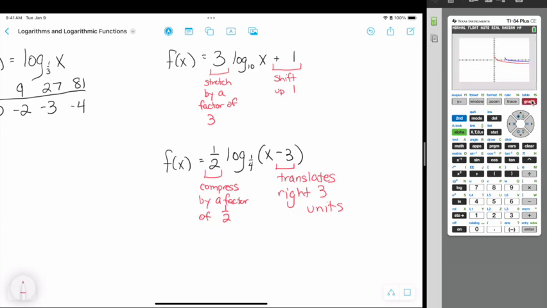And so it's very easy to see from the graph 3 units to the right, the whole thing's been shifted over, and it's also pretty easy to see compressed. The blue line is shorter than the red line. So confirmed, translated right 3, and compressed by a factor of 1/2.